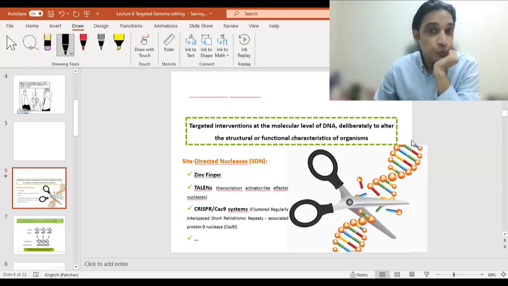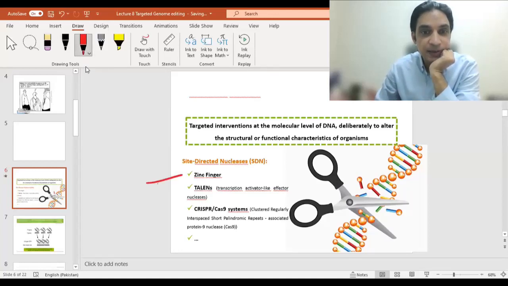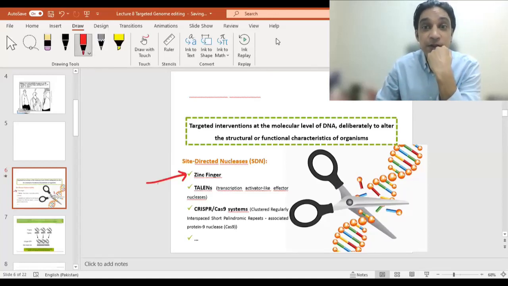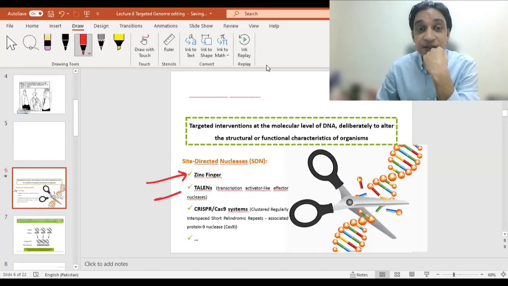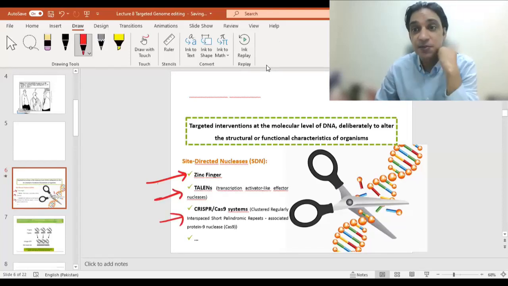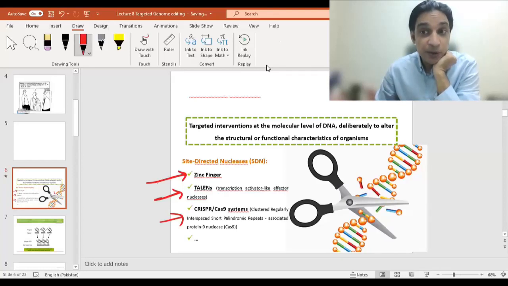Okay. So we were supposed to understand and learn the zinc finger technology. The second stair is the TALENs, and the third stair is the CRISPR-Cas9 system, which is now being used as a tool for targeted genome editing.